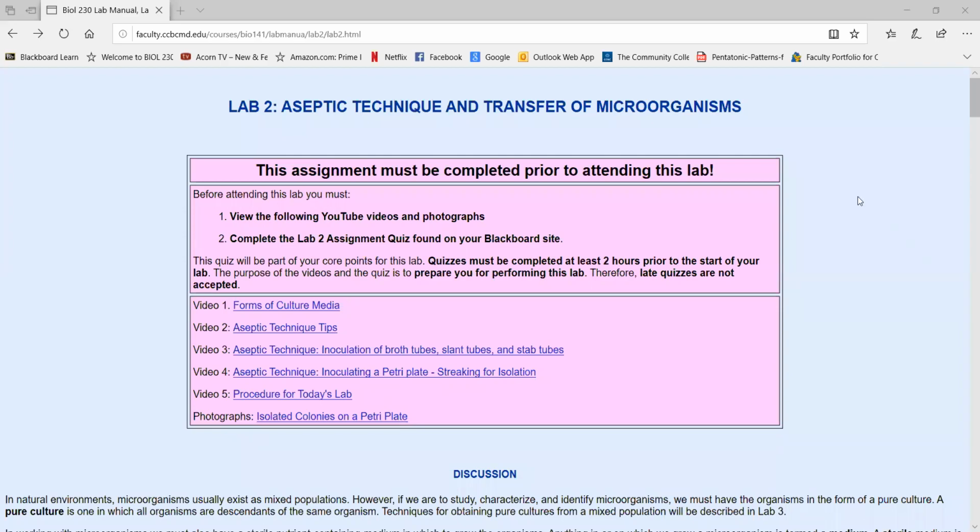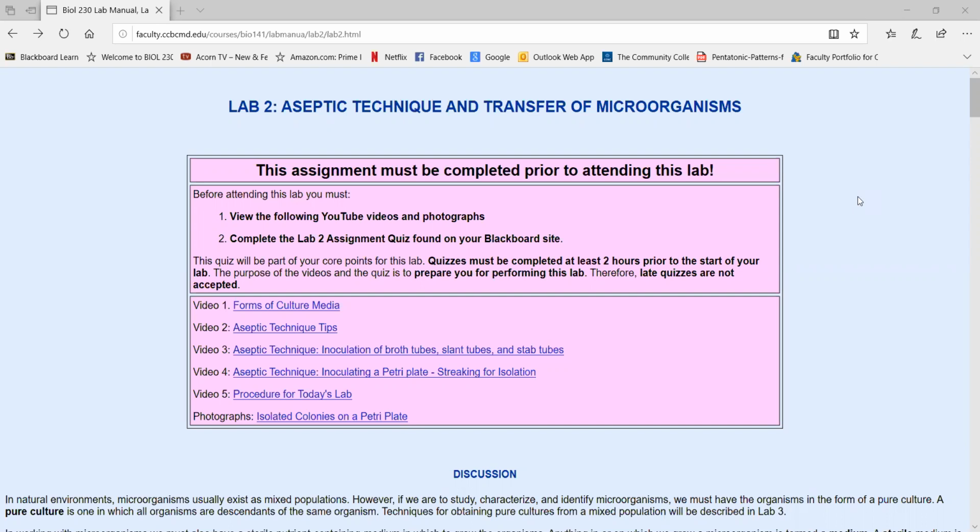In Lab 2, we're going to be learning aseptic technique and how to use that to transfer microorganisms without contamination. We're also going to be learning a lot of terminology related to growing bacteria and other microorganisms. Now, this is another lab where we have pre-lab quiz videos to view.